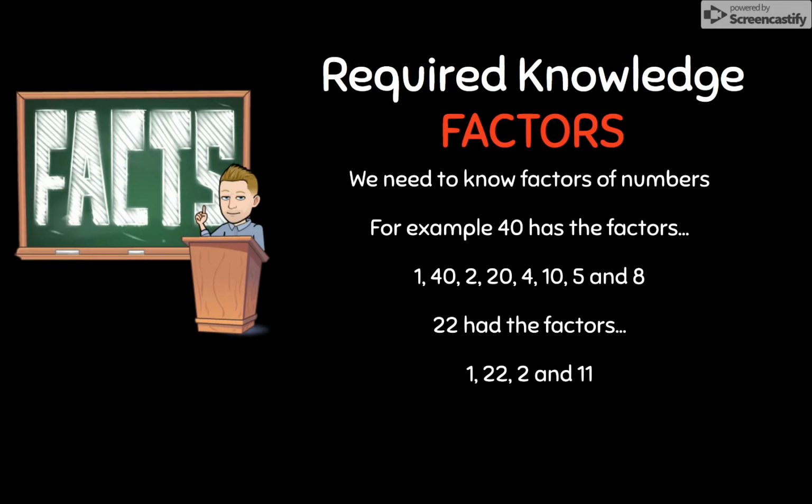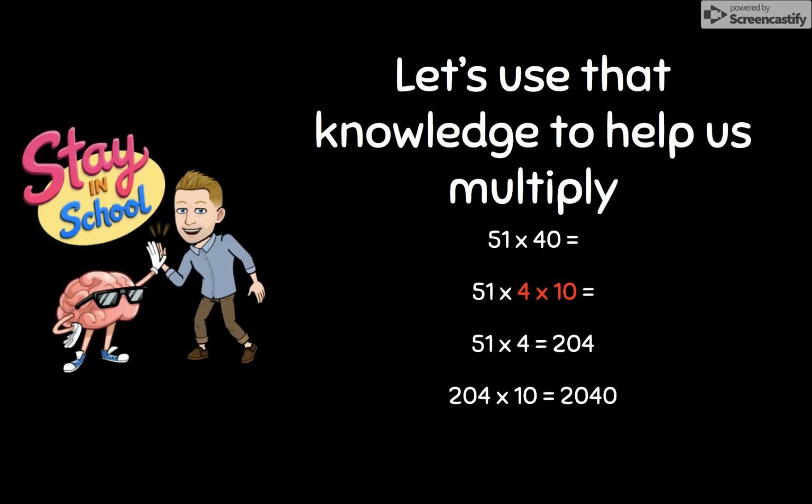Required knowledge. You need to know what factors are. So as a whole, as a group, we need to know factors of numbers. For example, 40 has the factors 1 and 40, 2 and 20, 4 and 10, 5 and 8. 22 has the factors of 1, 22, 2 and 11. When we have our first session, I want you to come and tell me all of the factors of 48. So when you come down on the mat, make sure you are able to identify all the factors of 48.